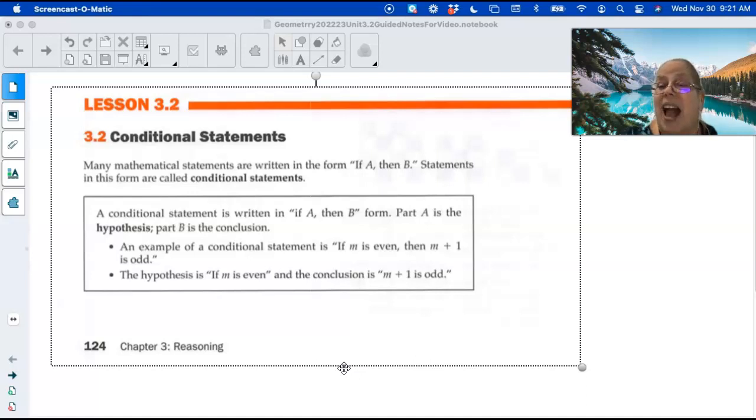The stuff that comes after the if is the hypothesis. The stuff that comes after the then is the conclusion. Okay, if M is even, then M plus 1 is odd. Okay, the hypothesis is M is even. You don't need the word if. The conclusion is M plus 1 is odd. Okay, we good? We good.